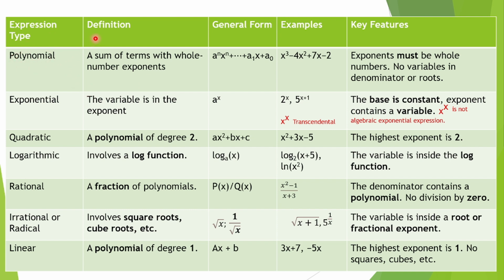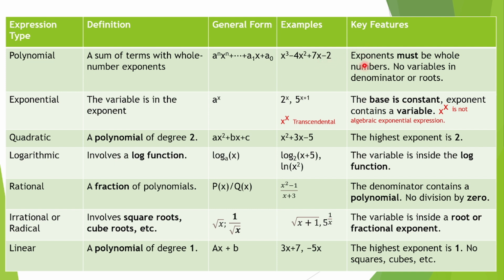By definition, a sum of terms with whole number exponent. So in the exponent, there must be a whole number. This is the general form of polynomial expression: a_n x^n plus dash dash up to a_1 x plus a_0. For example, x cube minus 4x square plus 7x minus 2 is a polynomial algebraic expression.